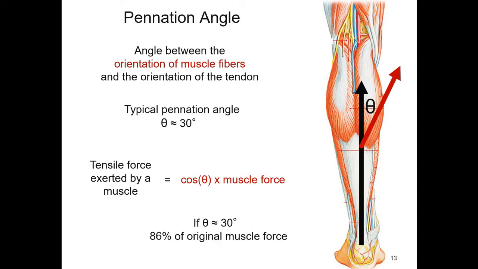In our picture here, if the pennation angle that we're seeing is 30 degrees, this means that only 86% of the force produced by the muscle will be acting to pull the tendon.